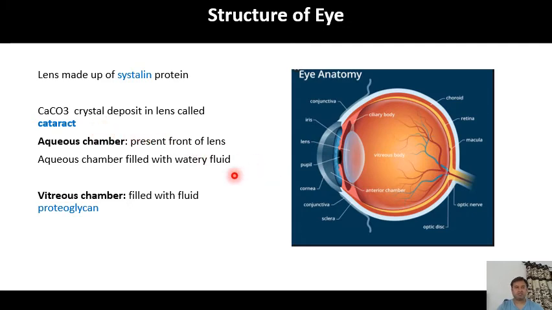Next come to the aqueous chamber. In front of this lens, the chamber is called the aqueous chamber, which is filled with watery fluid, and this fluid is secreted by the ciliary process. This is the ciliary process, and the ciliary process is a modification of the ciliary body. The ciliary body just tapers and forms the ciliary process, and this ciliary process secretes the watery liquid which is stored here and forms the aqueous chamber. Behind the lens is a chamber called the vitreous chamber. It is filled with proteoglycan or hyaluronic acid.